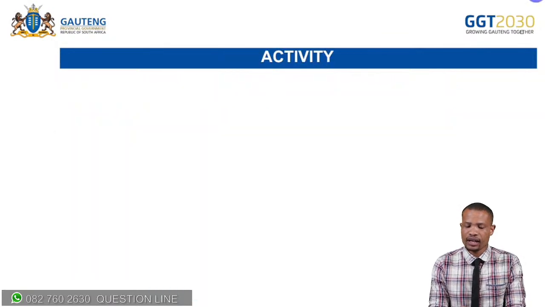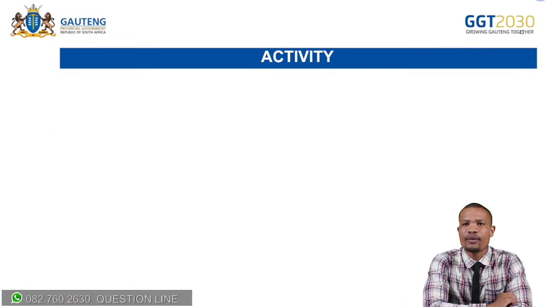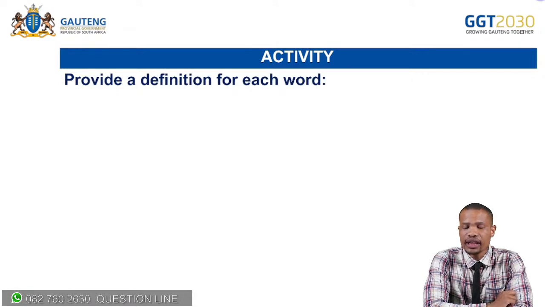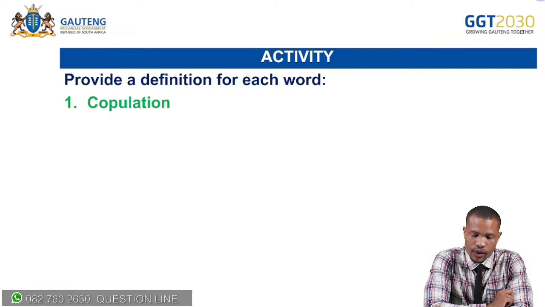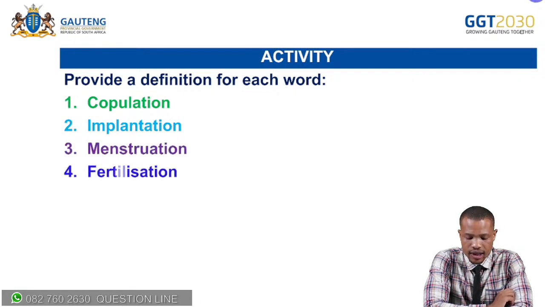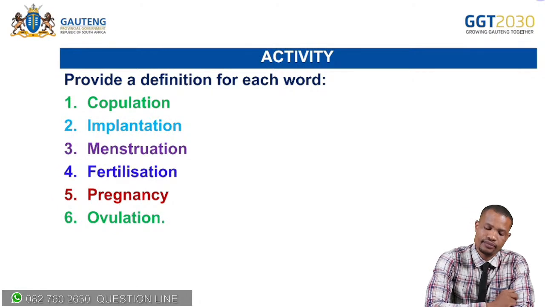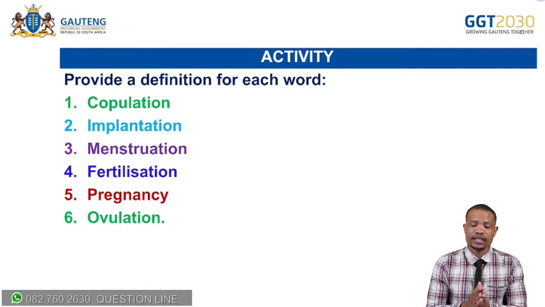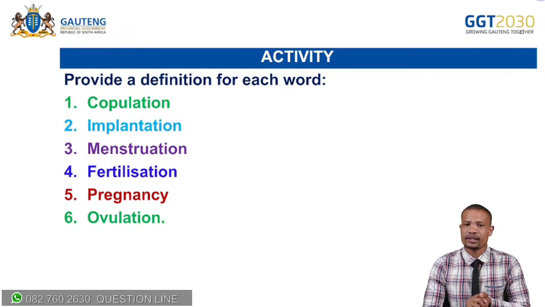Okay. Right, now let's move on to our activity. Provide a definition for each word. 1, we have copulation. 2, implantation. 3, menstruation. 4, fertilization. 5, pregnancy. And 6, ovulation. So you have 6 minutes to work on these 6 questions. Provide definitions for each of these words, and then after 6 minutes, we are going to discuss the definitions together.